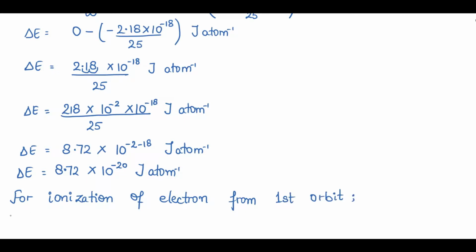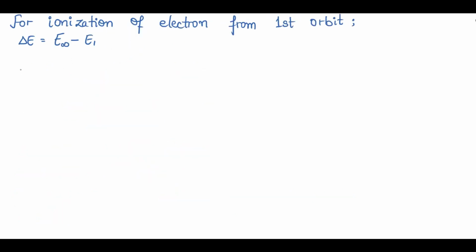Surely again we have to find the value of delta E. Now it will be E infinity minus E1. That means we have to excite the electron from first orbit to the infinite orbit. First we will find the value of E1. So E1 equal to, for the energy of first orbit, the value of N will be 1, right?